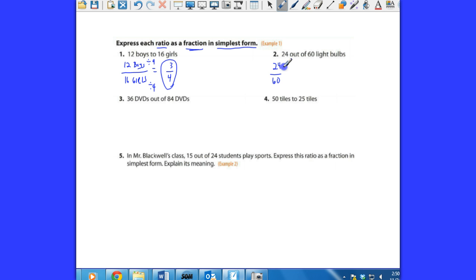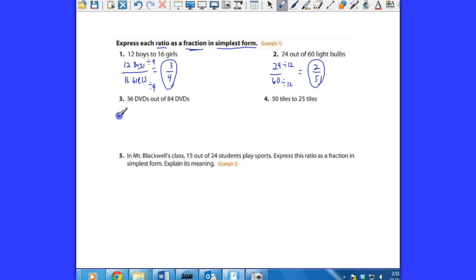Now, both of these numbers are divisible by 12. And we want to reduce them all the way down, and that comes out to be 2/5, 2 to 5. So that means you have 2 out of 5, or if we use the example I said, let's say they're comparing blues to all of them. For every 5 light bulbs you have 2 blues, is what that means. There, let's take a look at number 3.